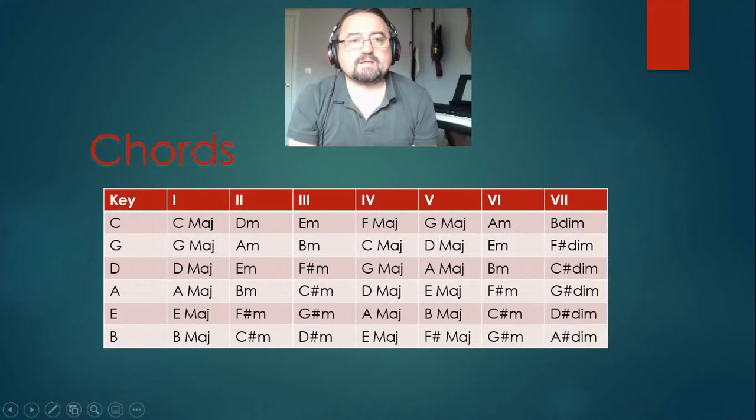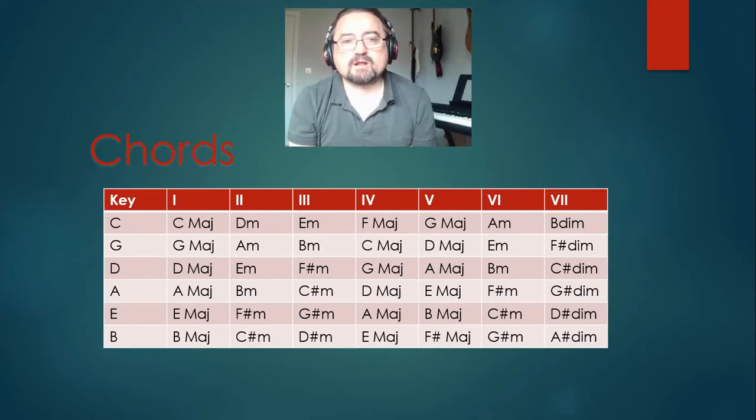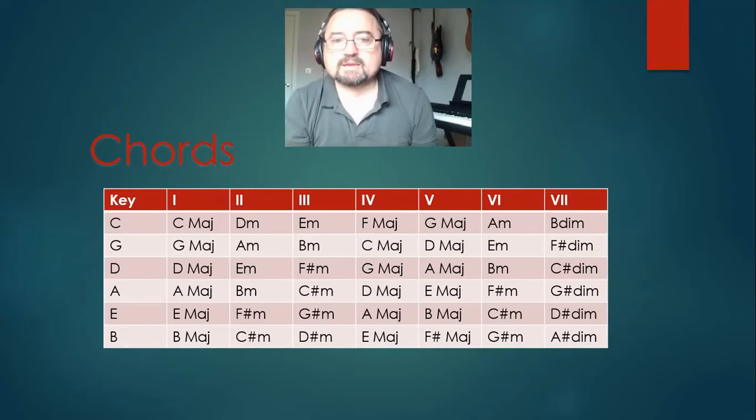Okay, so here we have the chords. In each key we've got chords 1, 2, 3, 4, 5, 6 and 7. In the key of C major, we've got C major, D minor, E minor, F major, G major, A minor, B diminished. We've got each of the chords around that cycle of fifths: the keys of C, G, D, A, E and B. Actually we'll do the cycle of fourths next time.